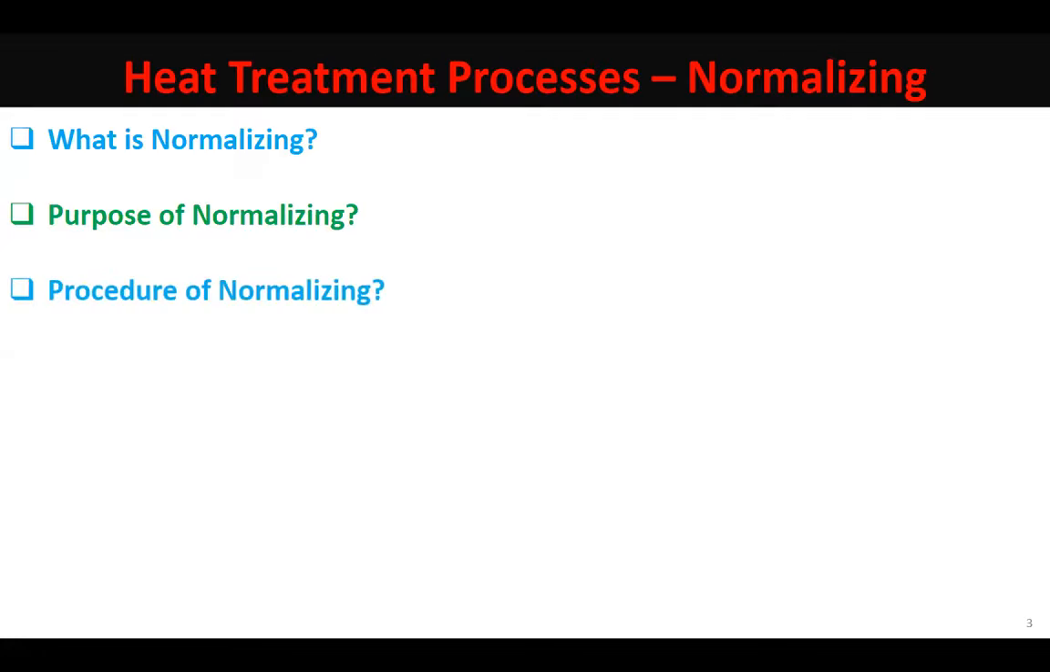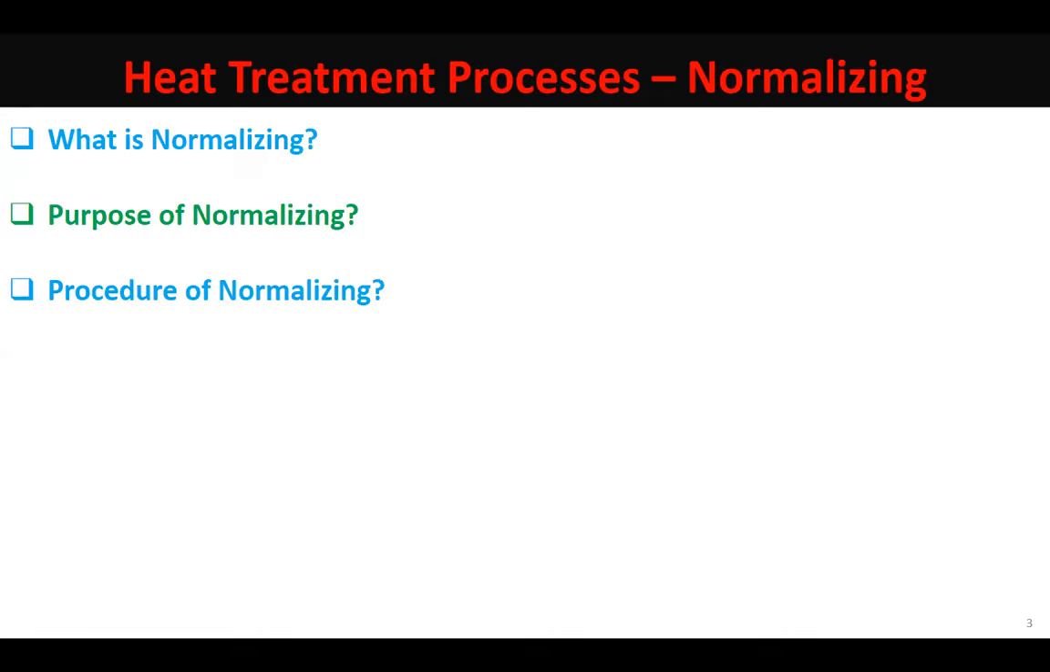What is the procedure for normalizing? The procedure for normalizing is similar to the procedure of full annealing, except there are two main differences. The first difference is that the temperature that we select for heat treatment is higher as compared to full annealing. Whereas in full annealing, if you remember, the temperature was 20 to 40 degrees in excess of the upper critical temperature, in normalizing, the heat treatment temperature is about 40 to 60 degrees in excess of the upper critical temperature.